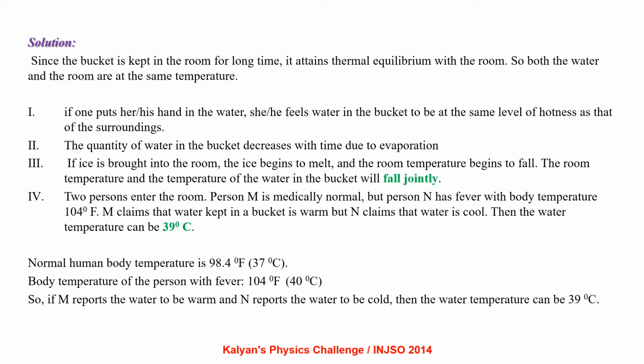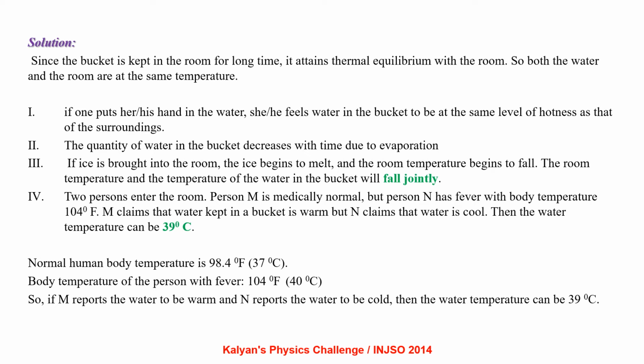Two persons entering the room. Person M is medically normal. Person N has a fever with body temperature 104 degree Fahrenheit. M claims that the water in the bucket is warm, but N claims that the water is cool. Then the water temperature can be 39 degrees. Normal human body temperature is 98.4 degree Fahrenheit, that is 37 degrees centigrade. Body temperature of the person with fever is 104 degree Fahrenheit, that is 40 degrees centigrade. So, if M reports that the water is warm and N reports that the water is cold, then the water temperature can be 39 degrees.